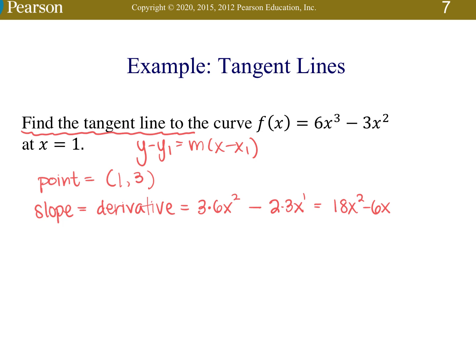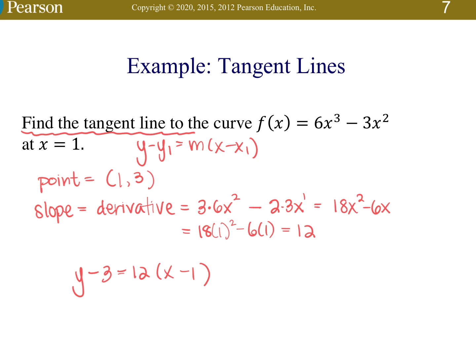To find the slope value, I need to plug the number 1 into that as well. And so that would be 18 times 1 squared minus 6 times 1. In other words, I get 12. So my tangent line would take those two things. It would take the point, and now it would take the value of the slope. So my tangent line would be y minus 3 equals 12 times x minus 1.